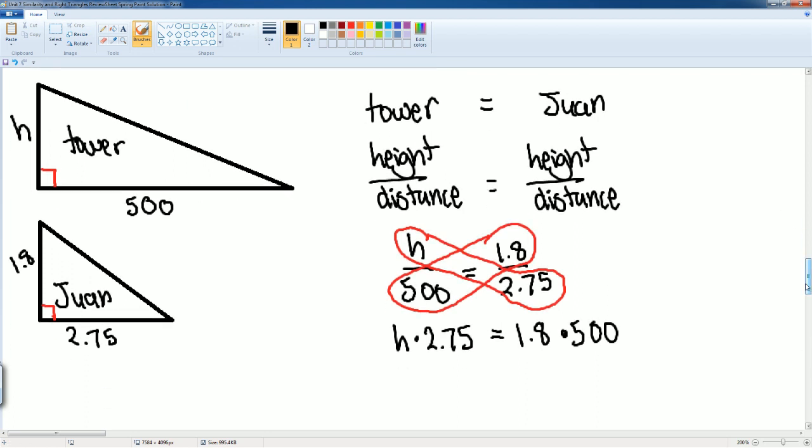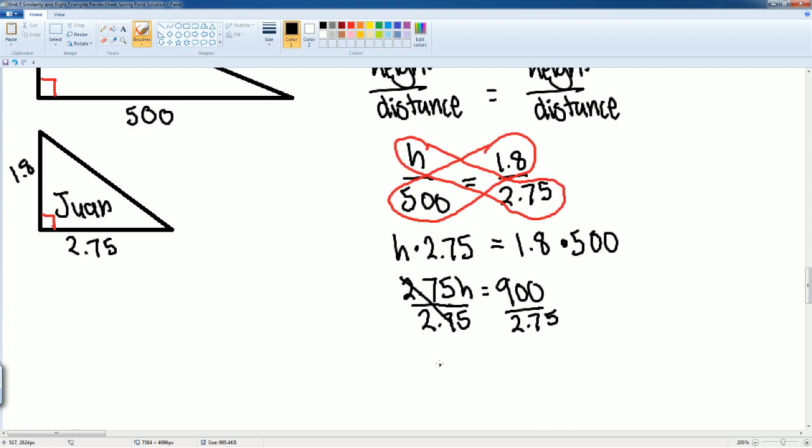Let's do that in a calculator. This gets you 2.75h is equal to 1.8 times 500, and that gets you 900 here. You have to divide by 2.75 on both sides to solve. This cancels to just a 1, so that just gets you an h.